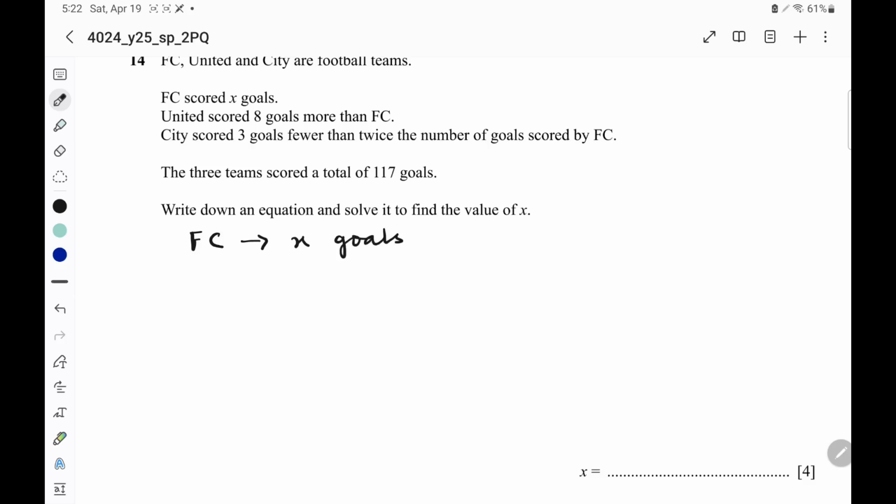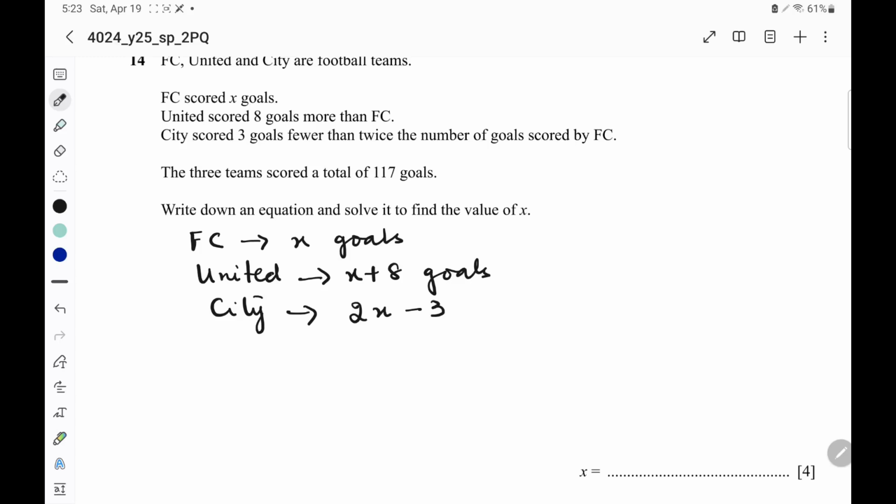United scores 8 goals more than FC. So United is x plus 8 goals, and City scored 3 goals fewer than twice the number of goals. So City is twice the number of goals. Twice the number of goals means 2x. City scored 3 goals fewer, minus 3. Then twice the number of goals by FC.